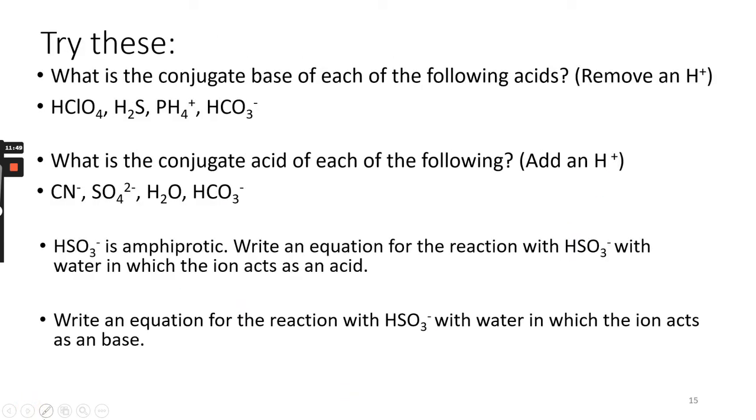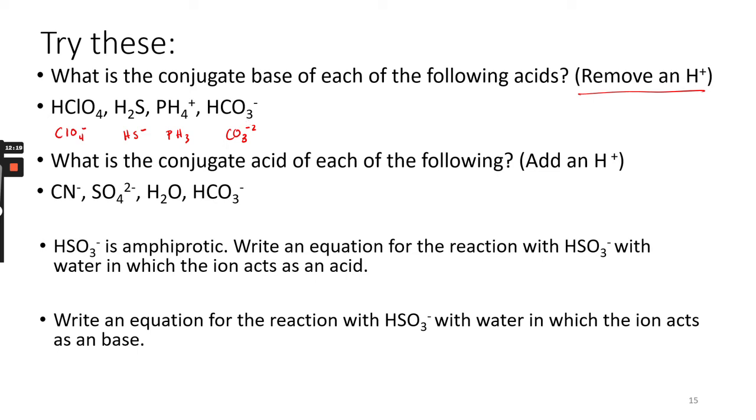So let's do some practice here. What is the conjugate base of each of the following acids? Remember, when you're writing the conjugate base, you're going to remove an H plus. If I remove an H plus, it becomes more negative. And you're subtracting 1 because you're only removing one H plus. This becomes a negative 2 because it was a negative to begin with.